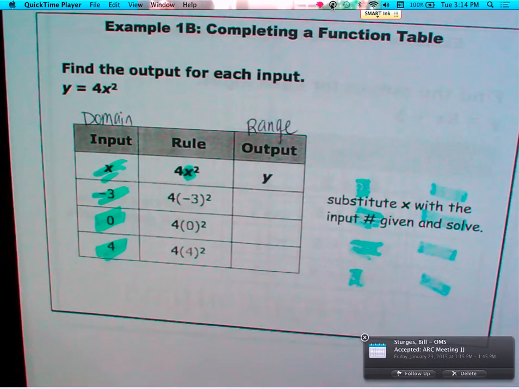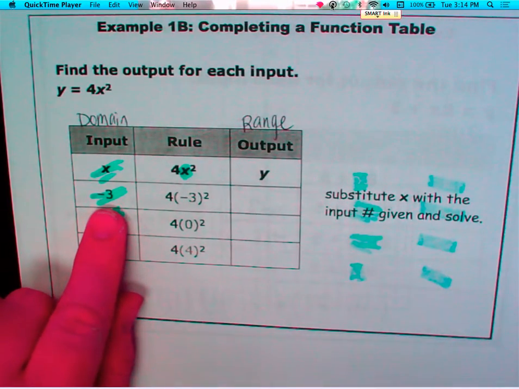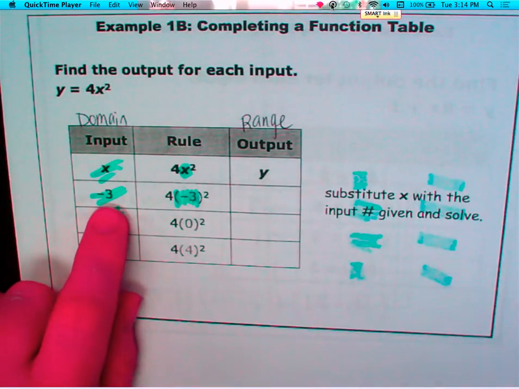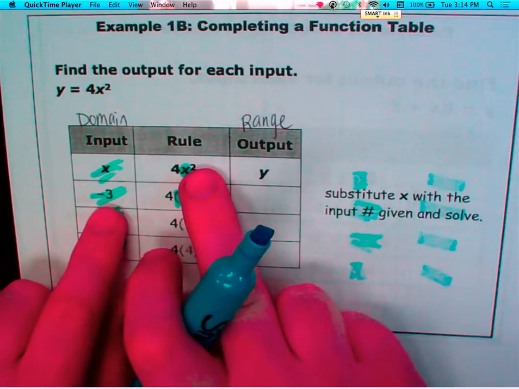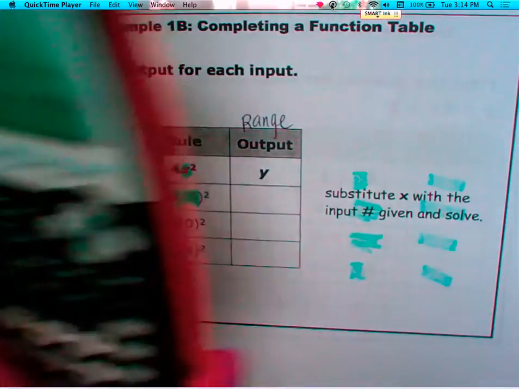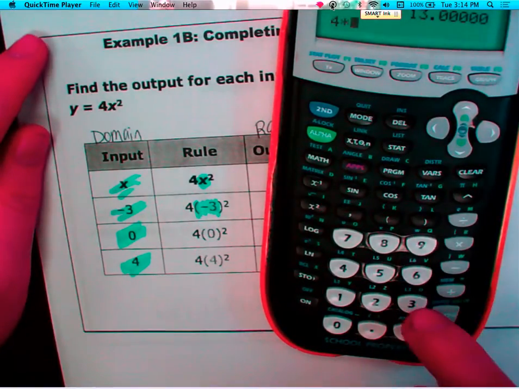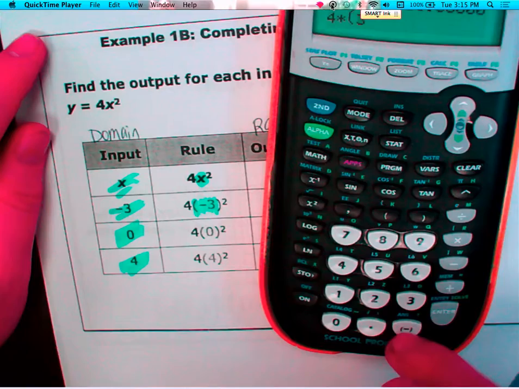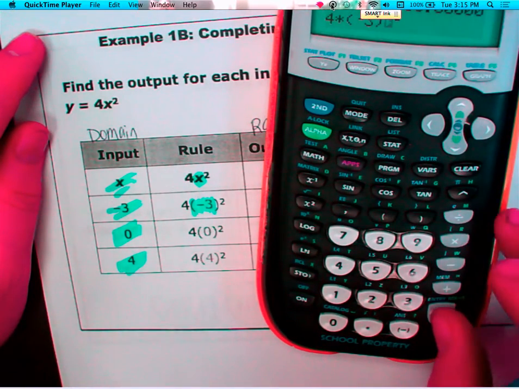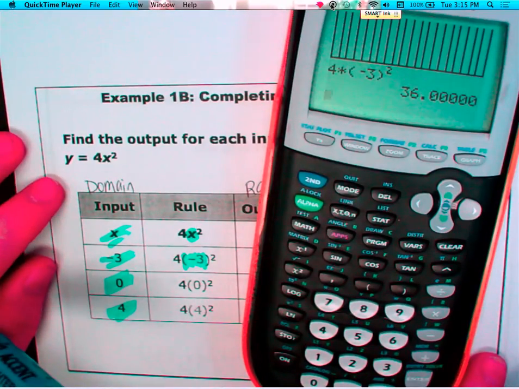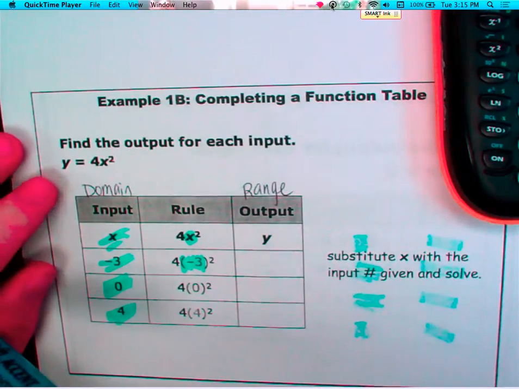Now I'm going to do the same thing. It's called substitution. I'm now going to call x negative 3, and I'm putting it in right here. So now this is 4 times x squared. X now is negative 3, so it's 4 times negative 3 squared. I put it in my calculator: 4 times negative 3 squared. I should put parentheses around that because it's a negative. You can see what I get there is 36 for my range.